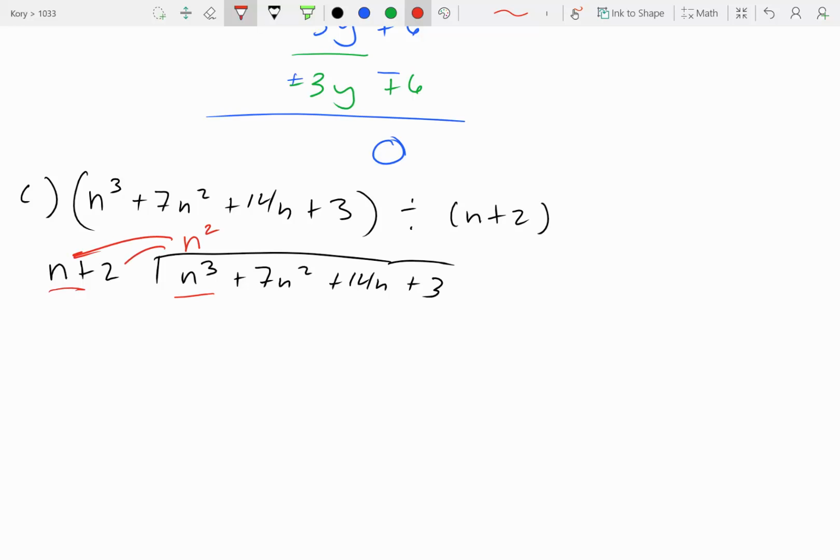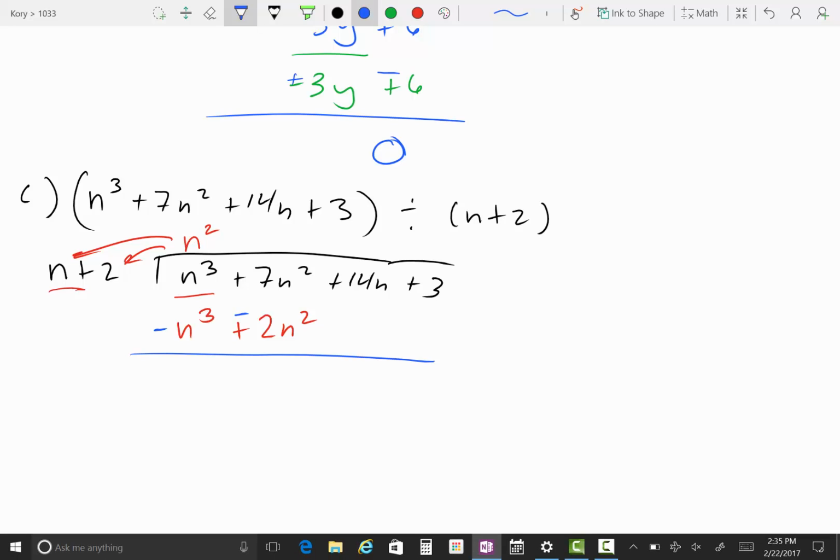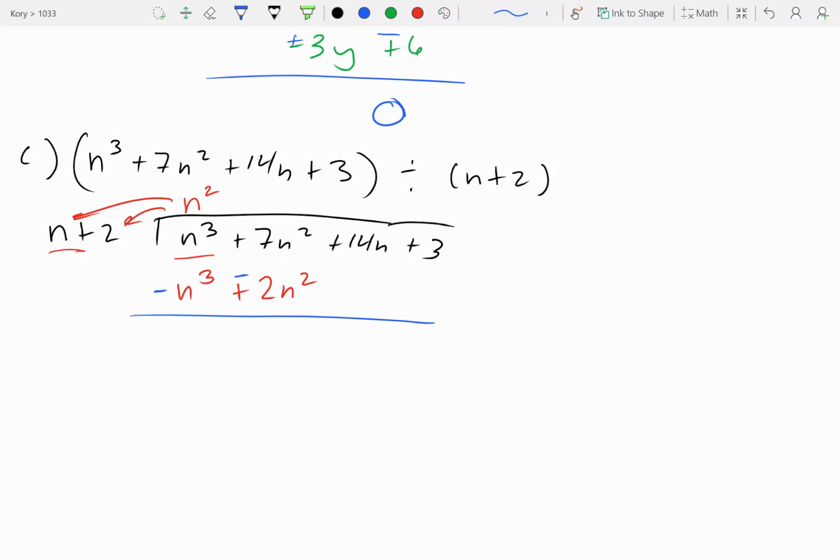So now we're going to multiply that back out. We have n squared times n is n cubed. N squared times 2 is 2n squared. Now we're going to add and change the sign. So positive becomes negative, positive becomes negative. The n cubes cancel out. Now we're left with 7n squared minus 2n squared, and that gives us positive 5n squared. And then we're just going to bring down what we didn't touch yet. So plus 14n plus 3.